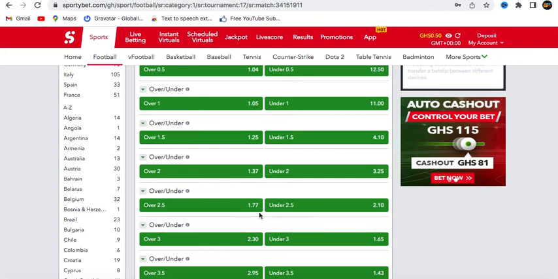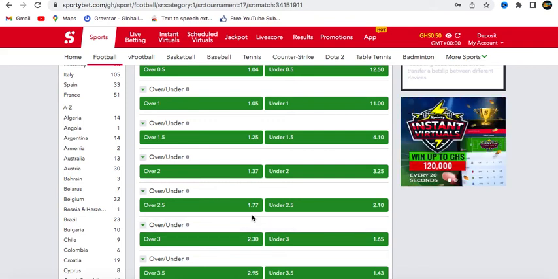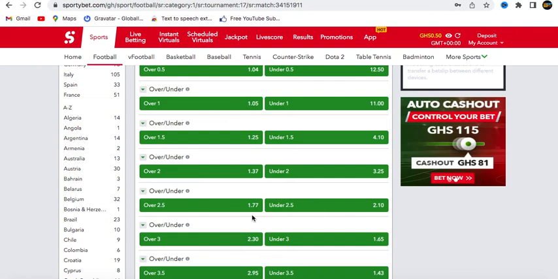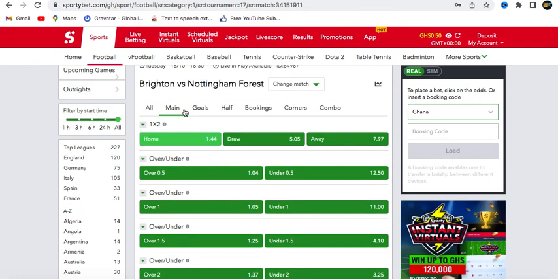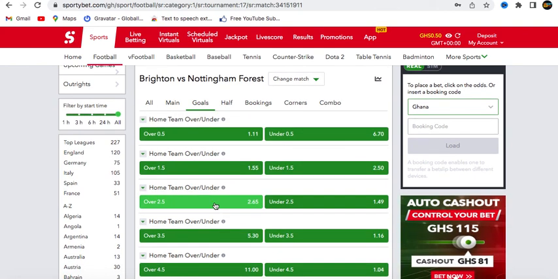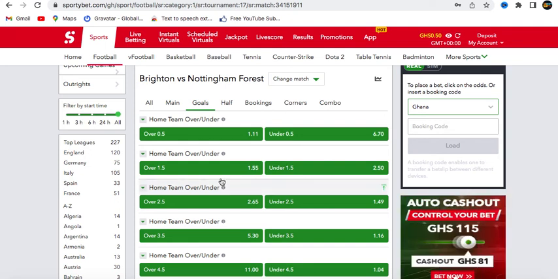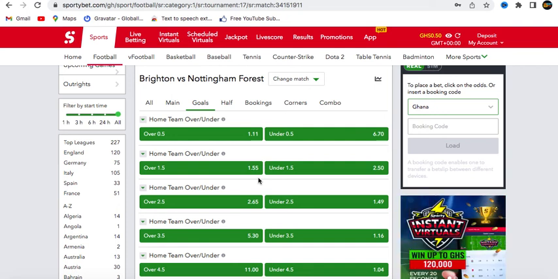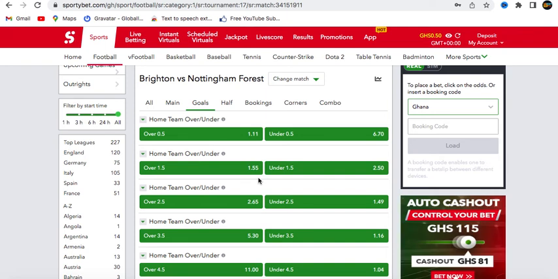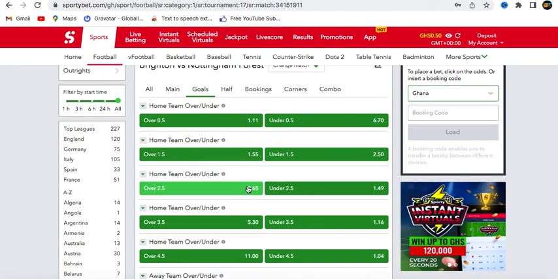So at the end of the whole match, the total goals must be 3 and above, at least 3 goals. As we are checking the goals for home and away, Sportybet has predicted that the home team can score 2 goals out of the 3 goals. So if that, how many goals are left from that 3 goals? 1. I know you are saying 1.